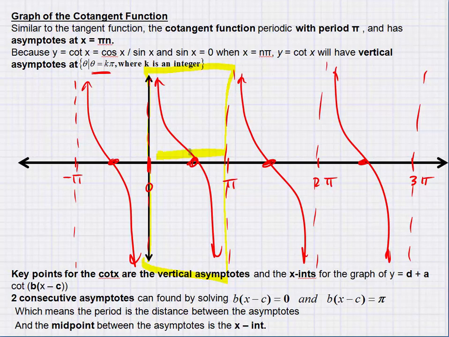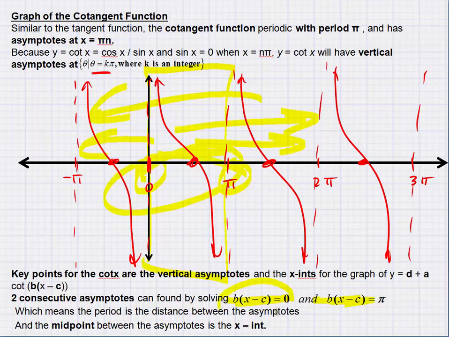If I want to find my key points, I'm going to have to use this idea of setting bx minus c equal to the original vertical asymptotes, which are 0 and pi. And the concept is these are the things that are moving. If I shift my whole graph this way or this way, these vertical asymptotes are moving, so the ends of the graph are moving. If I stretch my graph out this way or this way, these endpoints are moving. So I set bx minus c equal to the old endpoints, 0 and pi, and that'll tell me where the new endpoints go.